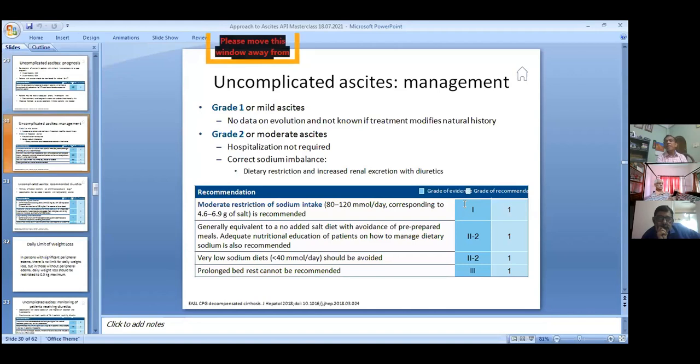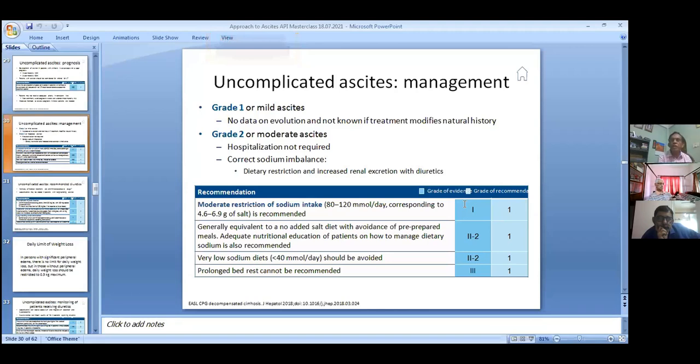So how do we manage ascites? Grade 1 ascites is mild and can be detected only by ultrasonography. There is no need for any treatment, as the natural course is not modified by therapy. Moderate ascites, however, needs treatment, though the patient does not need hospitalization.